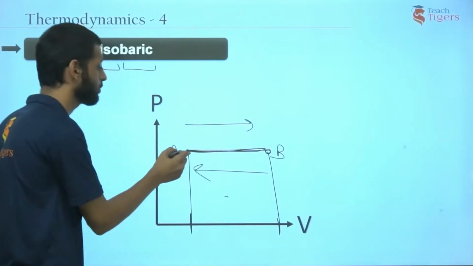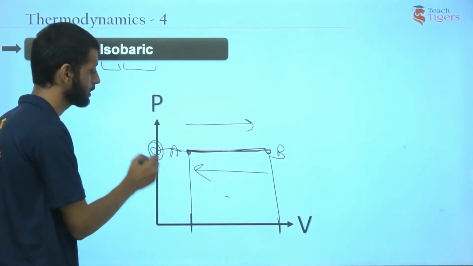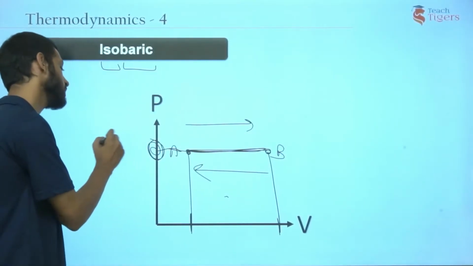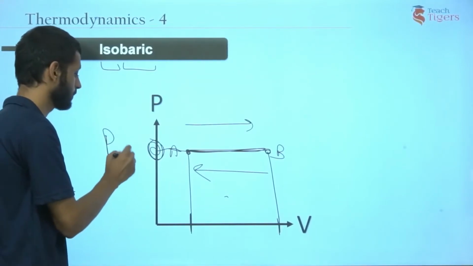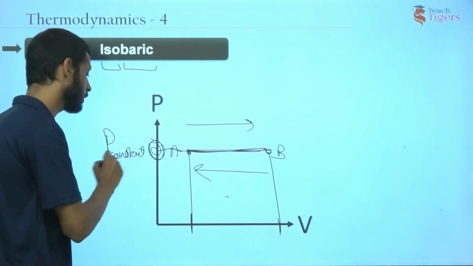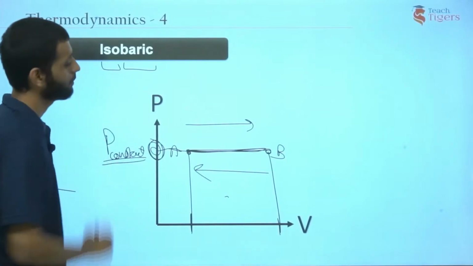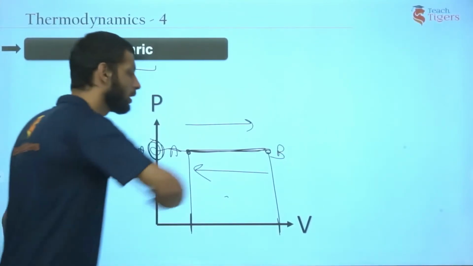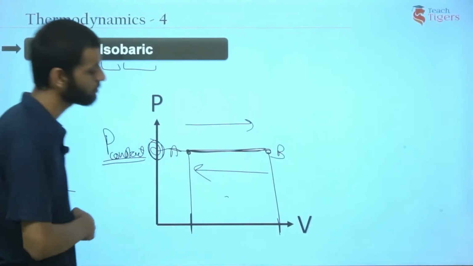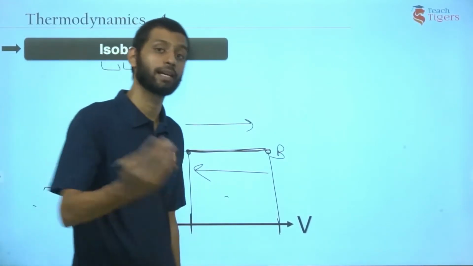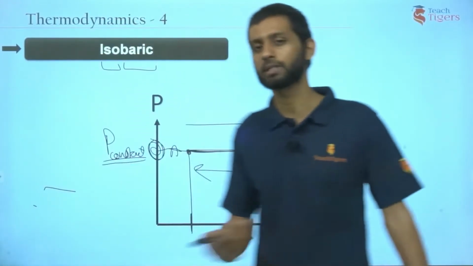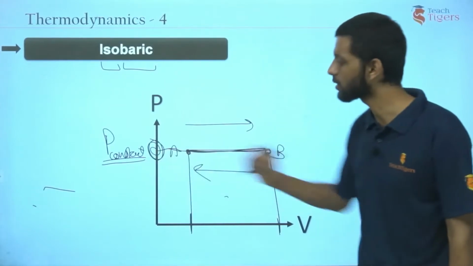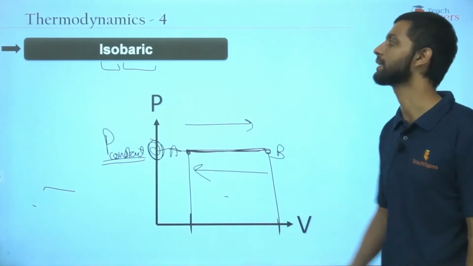So isobaric means in this whole process, the pressure is the same. And what is the quantity of pressure? Whatever this value over here is. This pressure is going to be constant. So during an isobaric process, pressure stays constant. You can go either right or left. Going towards the right, it's called expansion, volume is increasing. Going towards the left, it's called compression, volume is decreasing.